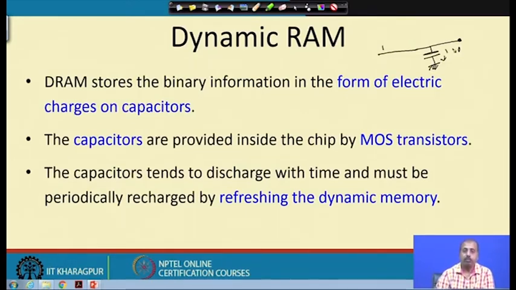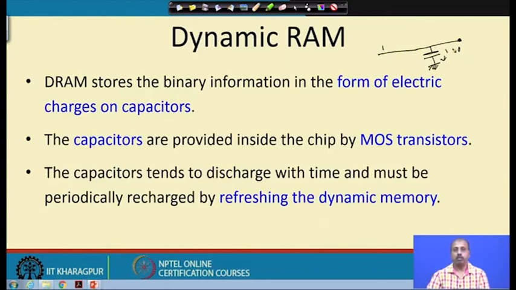So, this DRAM or dynamic RAM stores binary information in the form of electric charges on capacitors. The capacitors are provided inside the chip by means of MOS transistors. We have seen CMOS logic, so the MOS transistors we have seen there, the gate part of it acts as the capacitor to hold the bit value. And as capacitors, they tend to discharge with time. So, periodically we must recharge the dynamic memory.